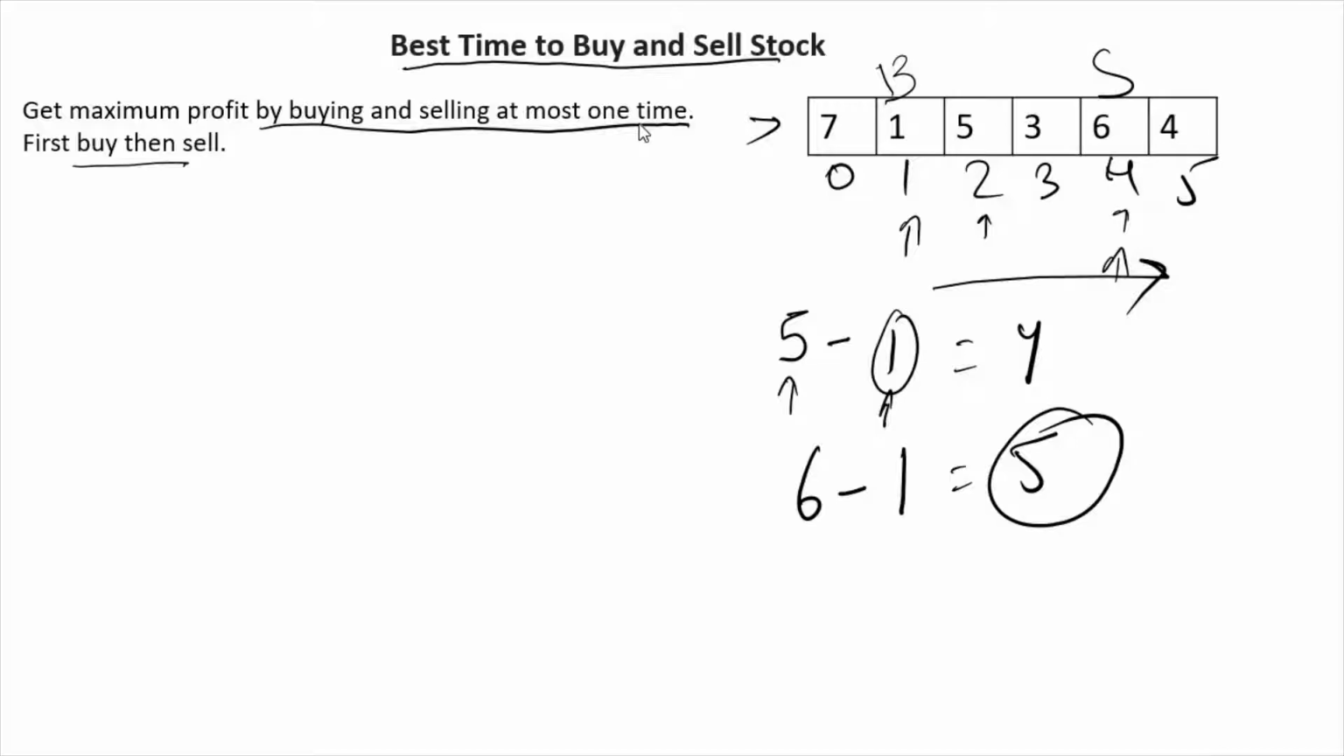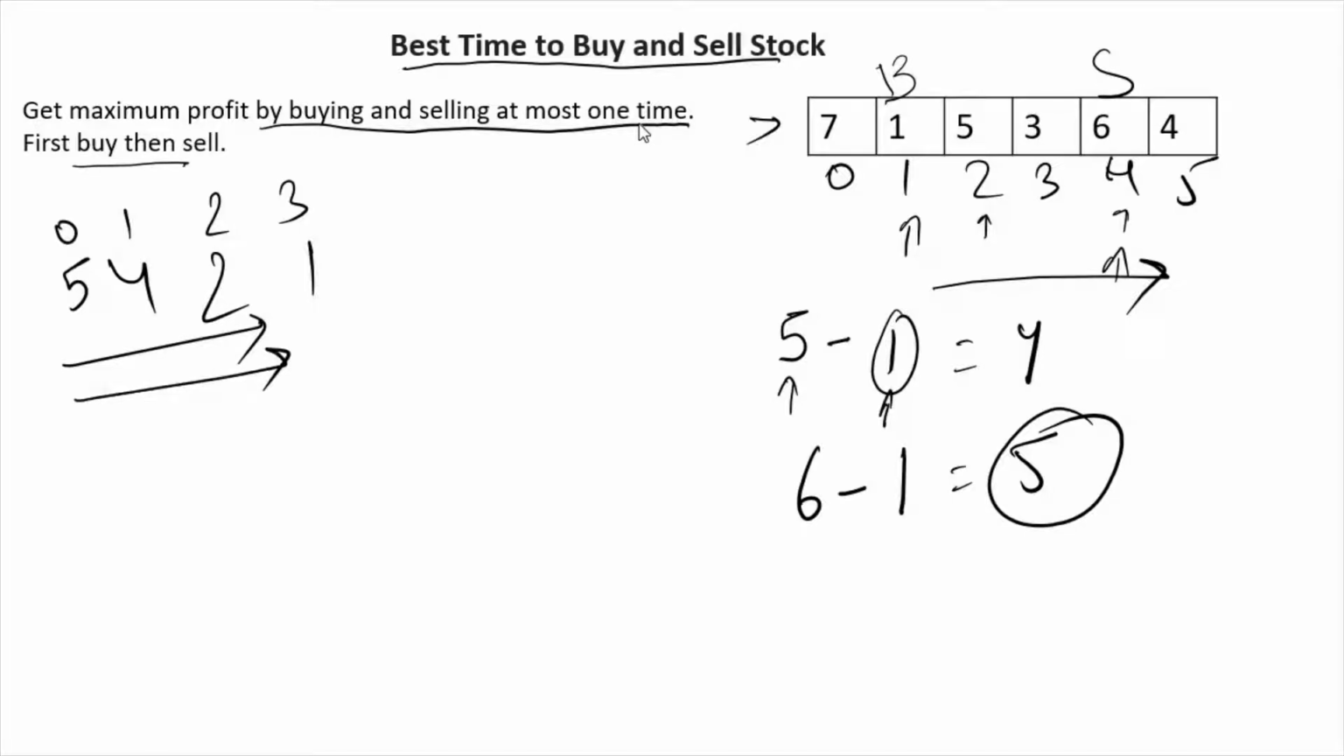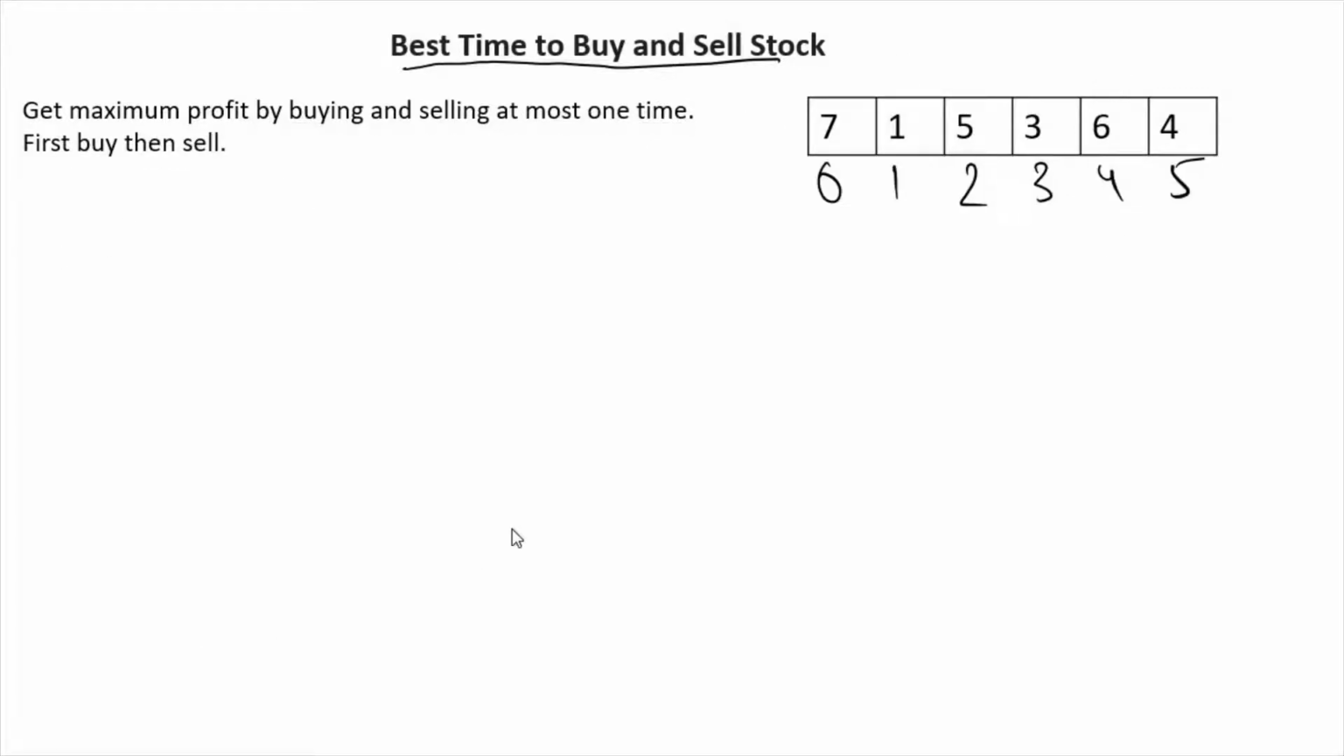Let's see another example. Suppose the prices are 5 4 2 1, at indexes 0 1 2 3, for particular days. In this case we can see the price is always decreasing, so we can't make a profit, because the price is going down every day. So our maximum profit will be 0. In this case we don't have to do any transaction because we would be at a loss.